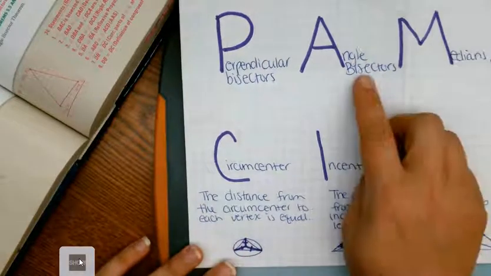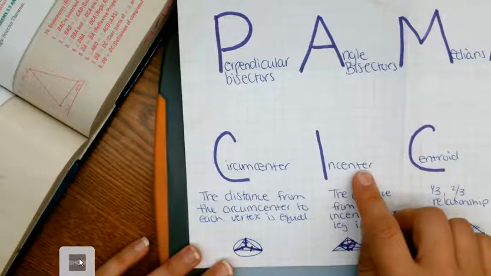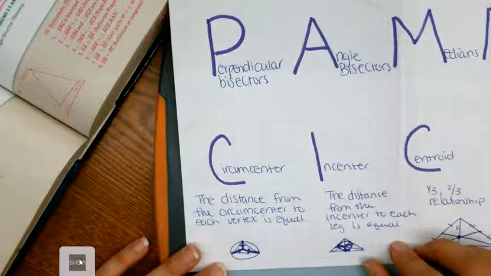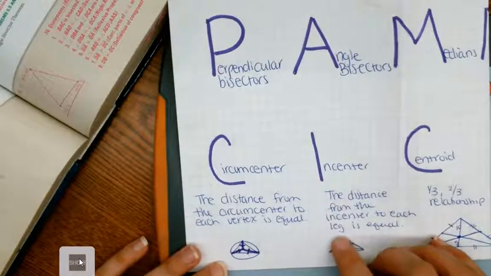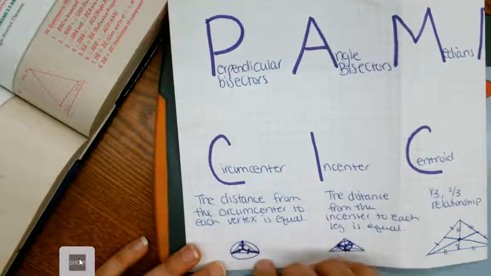Angle bisectors. Your angle bisectors meet at the incenter. The point of concurrency of your angle bisectors is called the incenter. The distance from that point of concurrency to each side of the triangle is equal. So it's almost like you can have a circle inside because those are all radii. Where on perpendicular bisectors, you end up having the triangle inside of a circle.